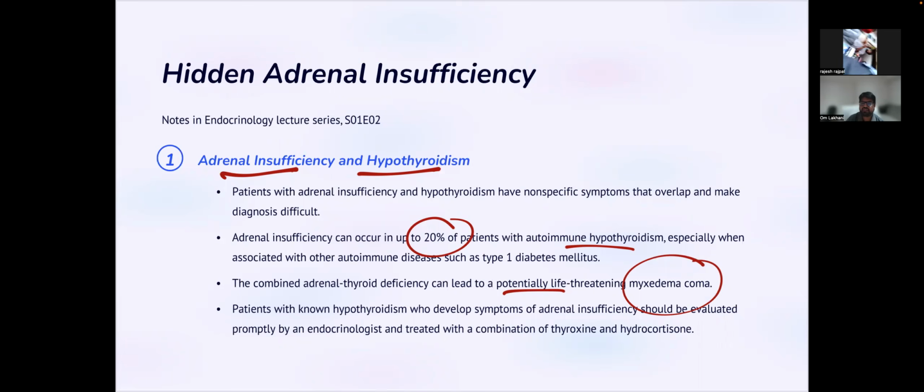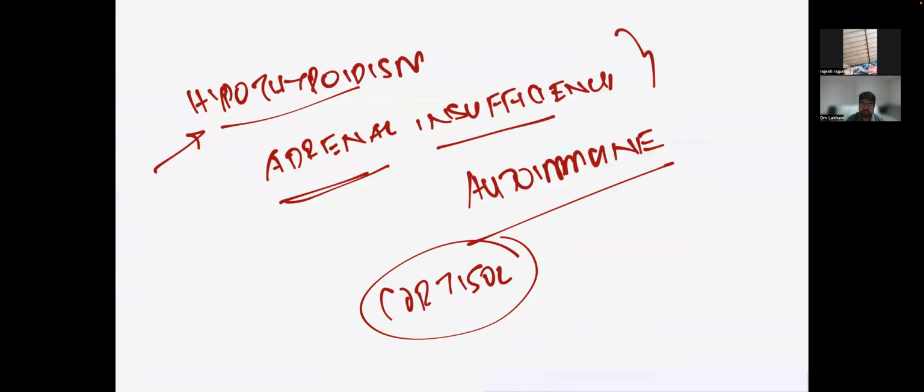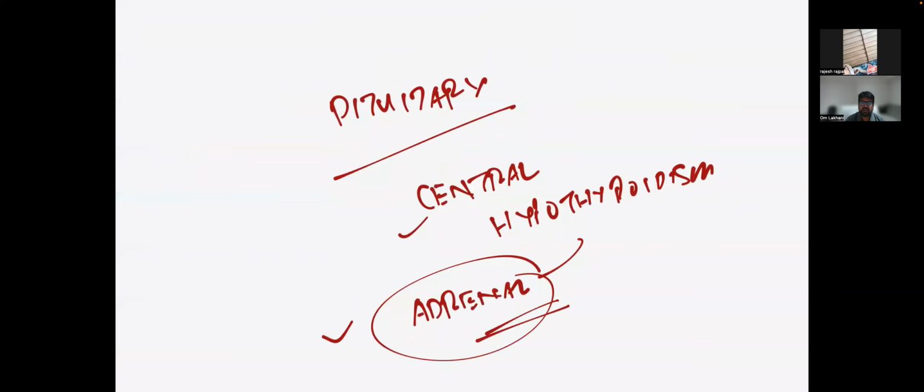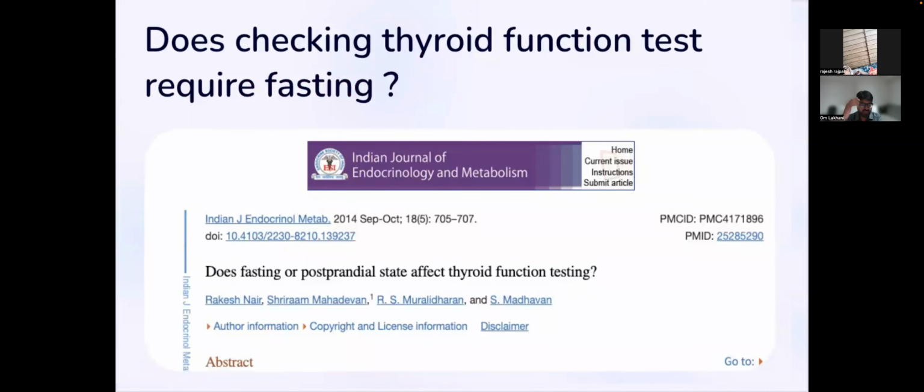And if you do find that suspicion, it's a good idea to first check the cortisol level also, to rule out adrenal insufficiency before you start the patient on hypothyroidism treatment. So this is a very important nuance which you should try and understand. Okay, and then again, a very frequently asked question. I just added this because this is frequently asked by a lot of clinicians.